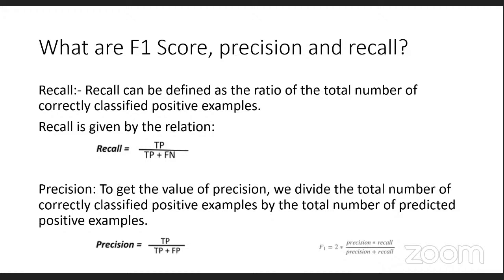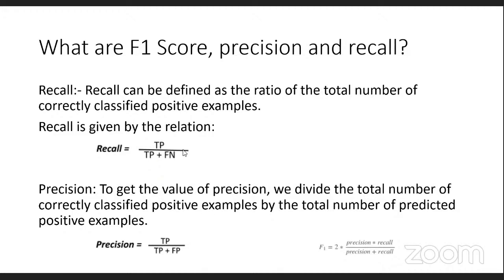For example, suppose I actually have 350 ham messages, but the model predicted 300 as ham messages, and in that 300 only 250 are actually ham. So recall is telling us how many of the actual hams were predicted as ham: the correctly predicted hams divided by the total actual hams. That one is recall. That is what recall tells about.